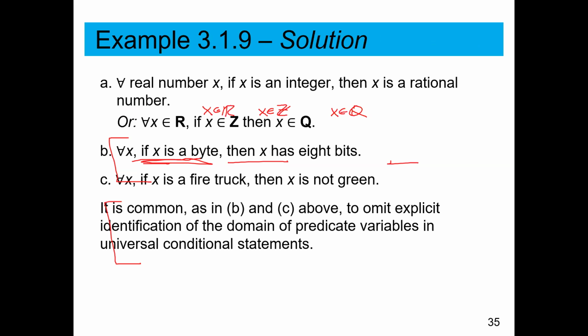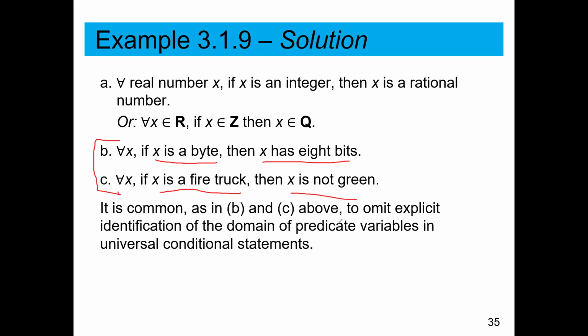All right, so if you did B and C, you'll get something like these answers right here, which again are for all x, if x is a byte, then x is 8 bits, and if x is a fire truck, then x is not green. Now, these are kind of implicit because the domain's not really given, and so we just infer it. If it's given, it's not uncommon for us to write it this way where we just do for all x and leave off the thing denoting the domain because it's just given.